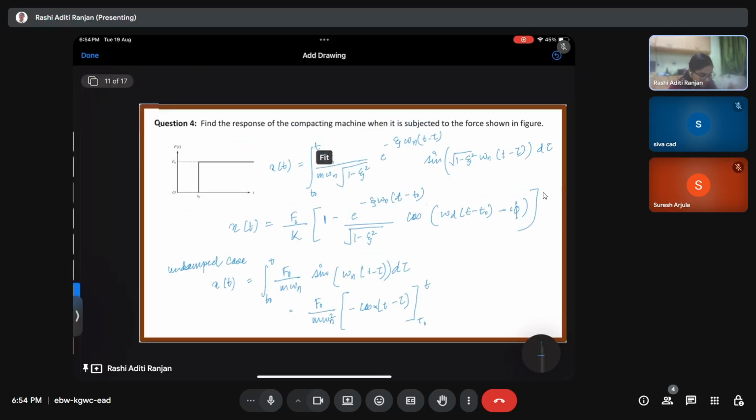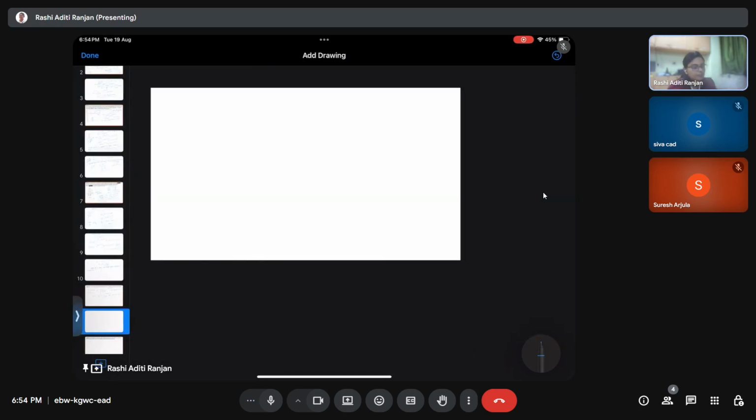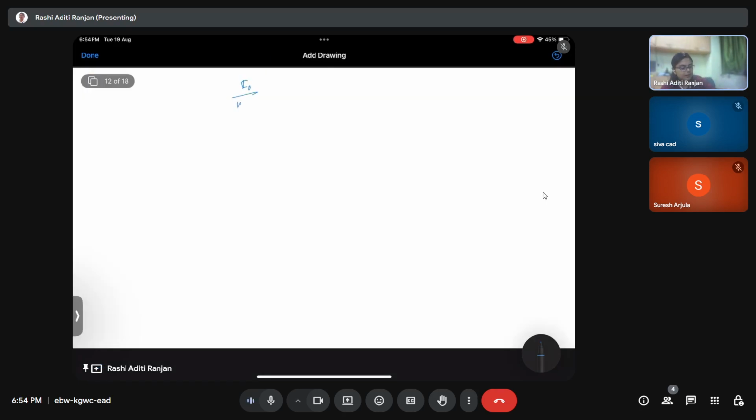So this time when we put the limits of integration, we get F naught by m omega n cos of omega n (t minus t naught), plus, here it will be minus, cos of omega n (t minus t). So this will give us F naught by m omega n, 1 minus cos of omega n (t minus t naught).